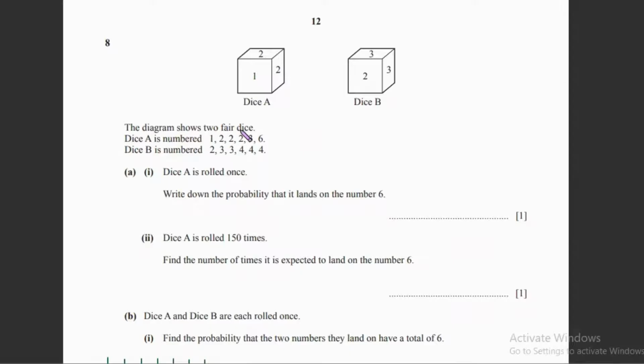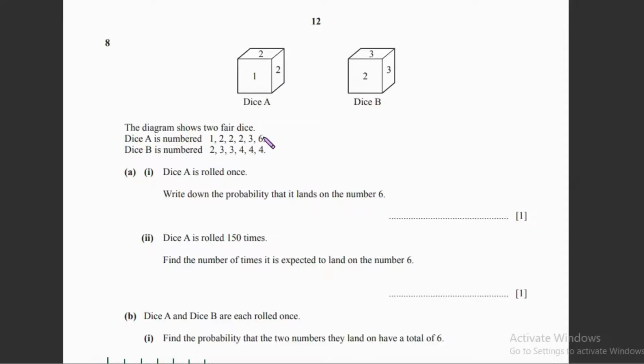The diagram shows two fair dice. Dice A has the numbers 1, 2, 2, 2, 3, 6. Dice B has the numbers 2, 3, 3, 4, 4, 4. Dice A is rolled once. Write down the probability that it lands on number 6.